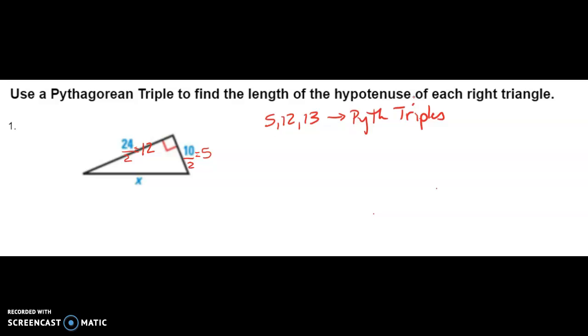All right, so if a 5, 12, 13 is a Pythagorean triple that forms the sides of a right triangle, then if I multiply each of these by 2 and scale them back up to the original, I can find my hypotenuse by multiplying this by 2 and getting 26 for my hypotenuse.